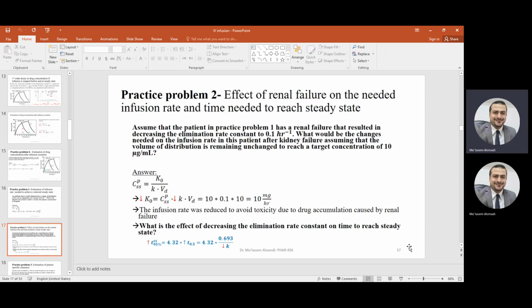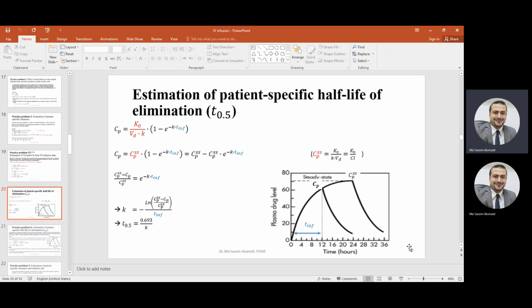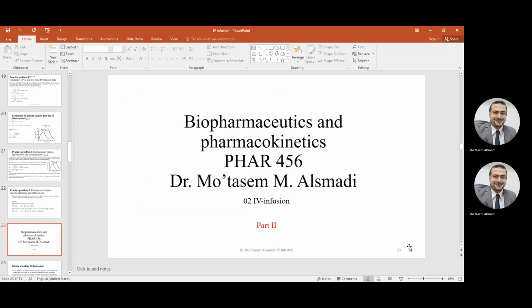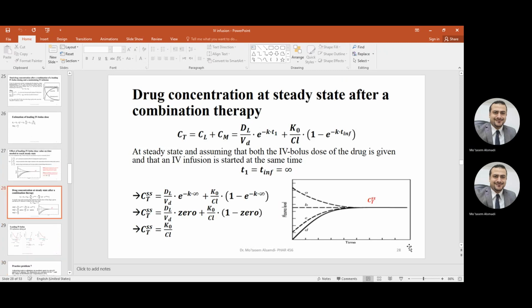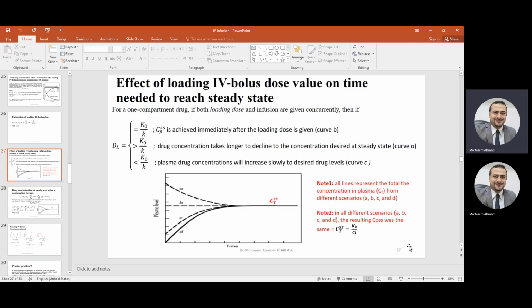I think we covered the problem set till problem set number 10, right? We covered number 10. We talked about the loading IV bolus, right? And we said, what's the purpose of giving a loading IV bolus? No, this is not why we gave the IV bolus. Why did we give the IV bolus here? The loading IV bolus.